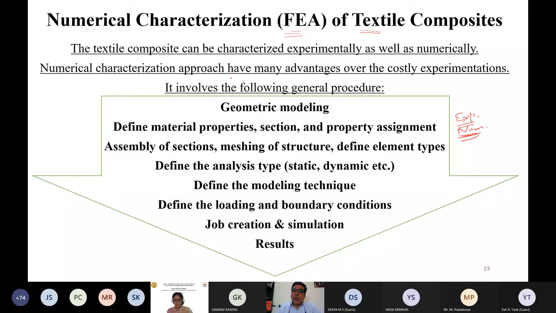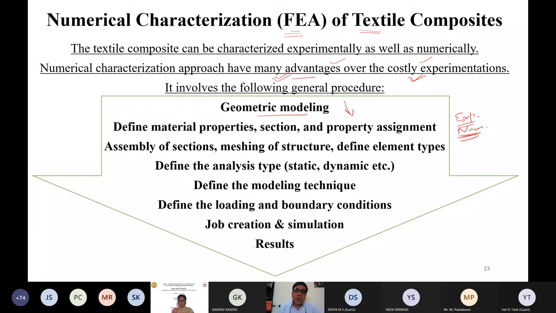So that means, though we can do it experimentally, we are interested to do numerical categorization using FEA, and it will have some advantages, because experimentation requires lots of work. Here we have lots of iteration. Sitting at a machine, we can come out with lots of results. And these are the sequencing.